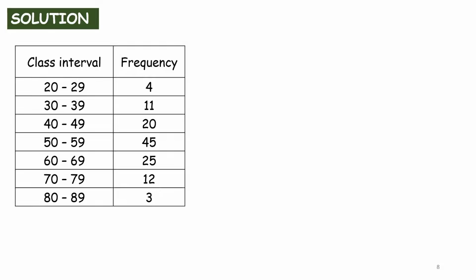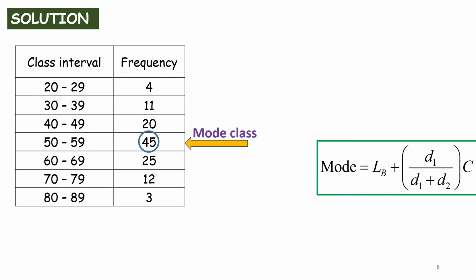First identify the class with the highest frequency. In this example the highest frequency is 45. Therefore the mode of this distribution falls in the interval 50 to 59. Next check the formula for the mode of grouped data.